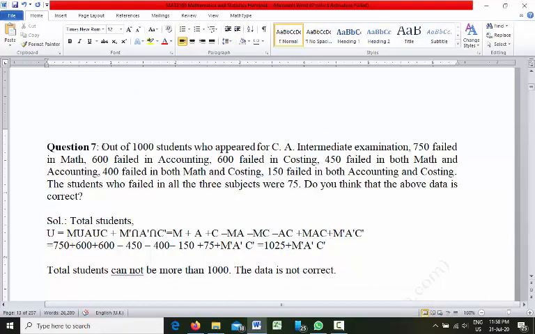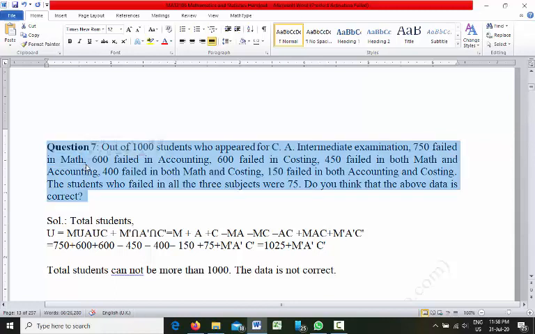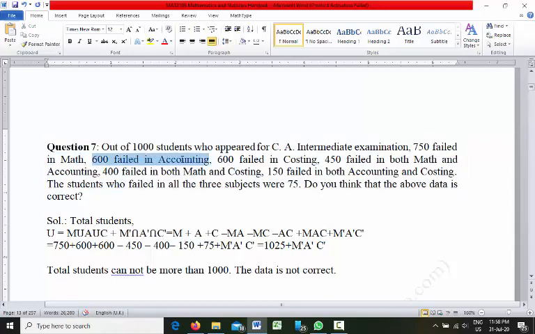Question number 7. Out of 1000 students who appeared for CA intermediate examination, CA means Chartered Accountancy intermediate examination. This is the total number of students who appeared for the CA intermediate examination. 750 failed in math, 600 failed in accounting, 600 failed in costing.